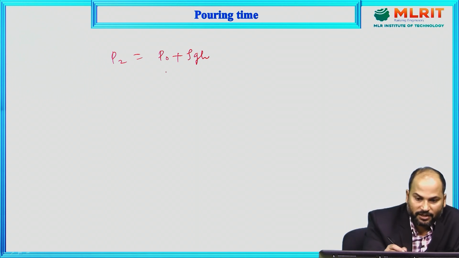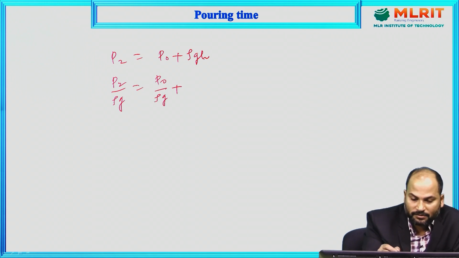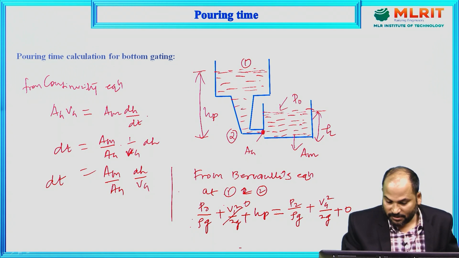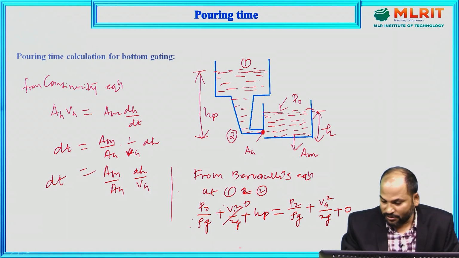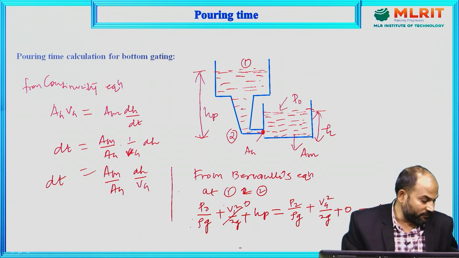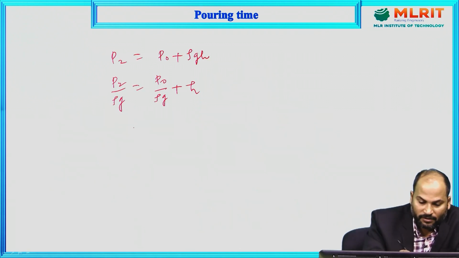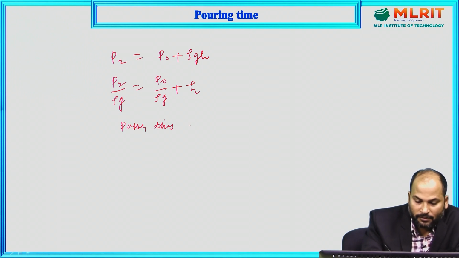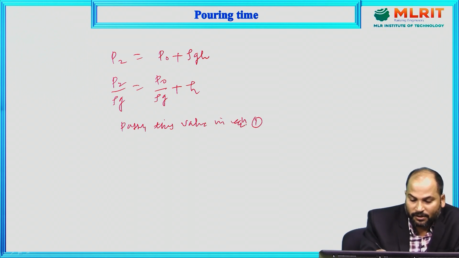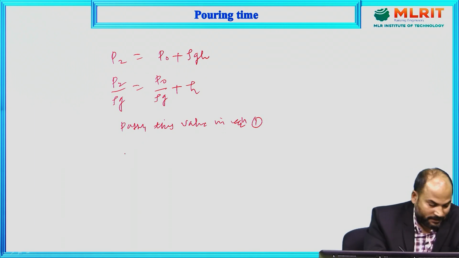What we are doing here, we are dividing by rho g throughout, so we can write P2 upon rho g is equal to P naught upon rho g plus h. So this value of P2 upon rho g, if we are putting in this expression, we give some name to this one. Suppose this is expression 1. So putting this value in equation 1, what is the expression?